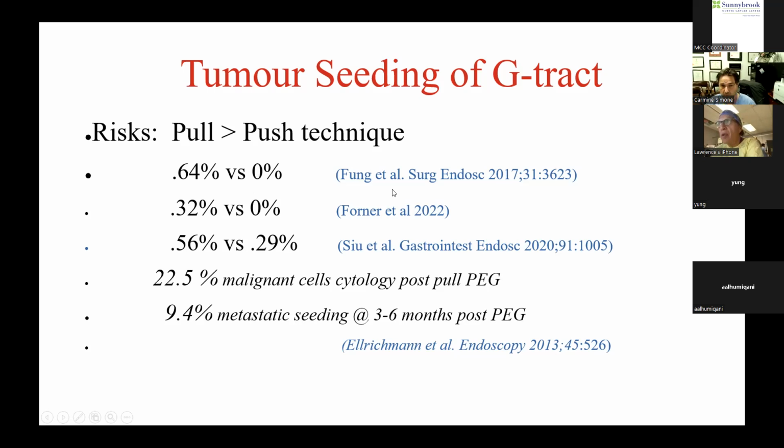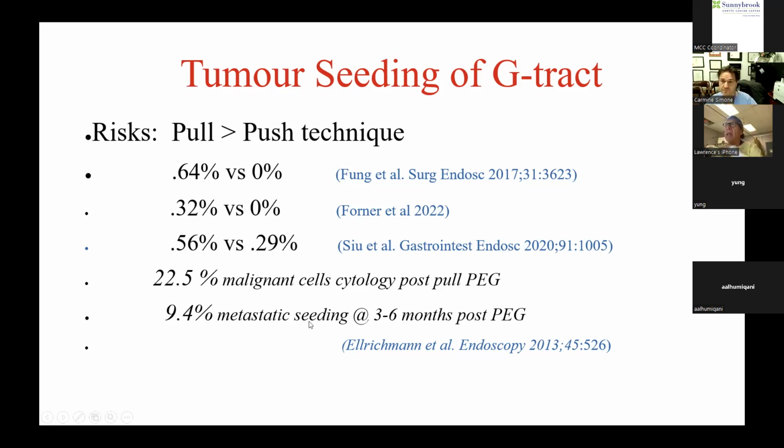However, Jennifer Sue also did a survey, a meta-analysis, and found that, well, there are a few cases of seeding of the tract with the push technique. And I'm not sure why that was. I don't know why. It seems it shouldn't happen, but there were. Now, also, Ehrlichman showed that if you actually do some cytology of the tract after the PEG, you have malignant cells in the cytology up to 22%. Whether that evolves into tumor seeding, I don't know.